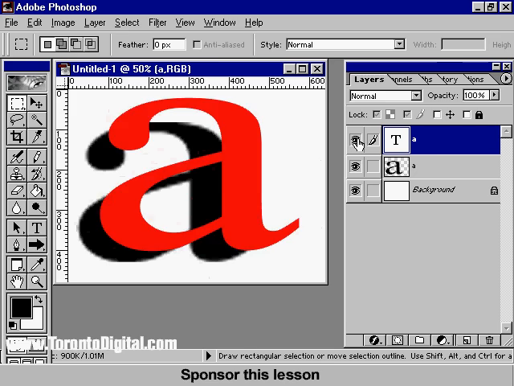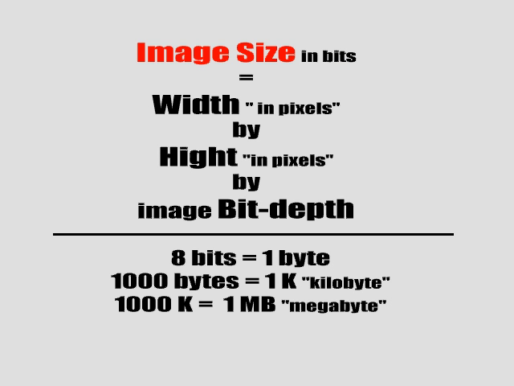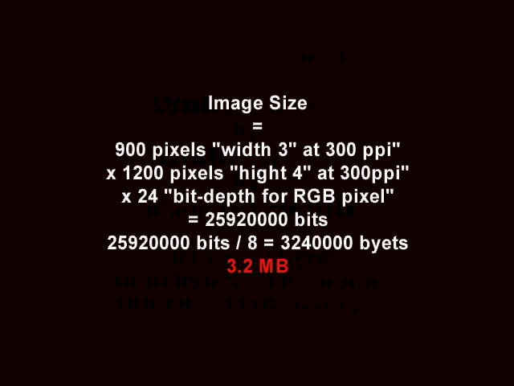When creating a new document in Photoshop, knowing the final output target is essential to the image output quality. For example, if I have to prepare an image to be printed 3 inches by 4 inches on a commercial offset press at 300 pixels per inch, I should start calculating the file size required for this job before scanning.